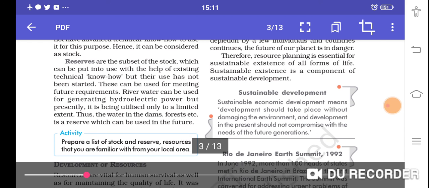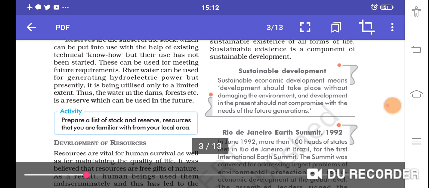And the reserve resources are the type of resources which can be used for meeting future requirements. Like river water can be used for generating hydroelectric power, but presently it is being utilized only to a limited extent. Thus, the water in the dam, forest, etc., is a reserve which can be used in future. So reserves are the type of resources which are kept for future use.